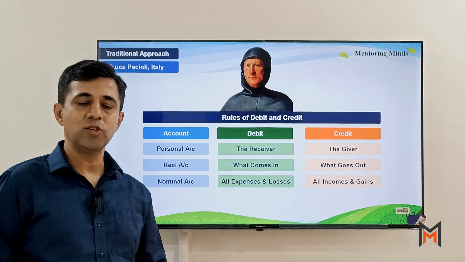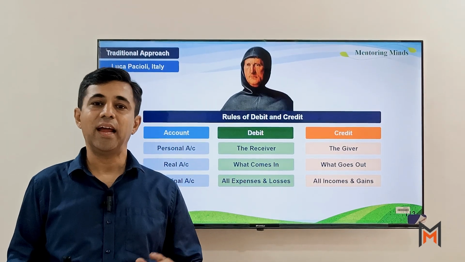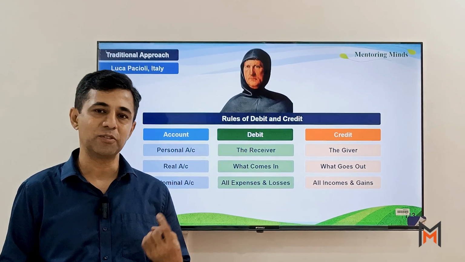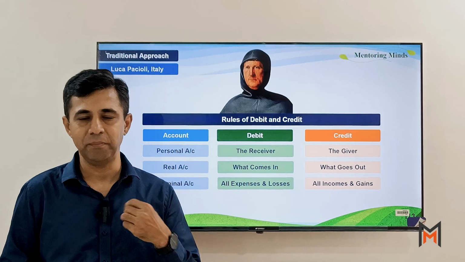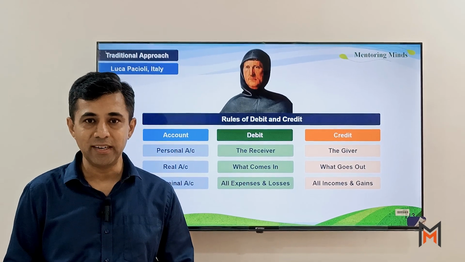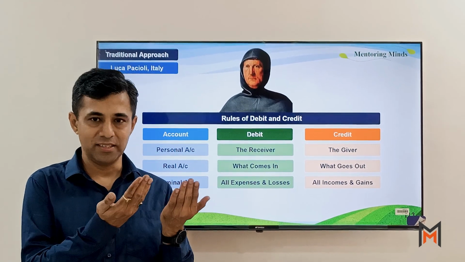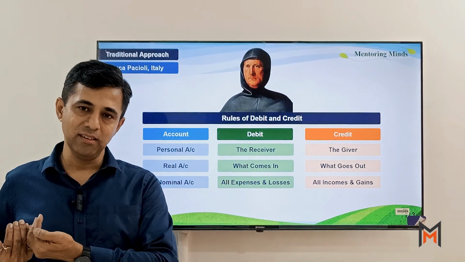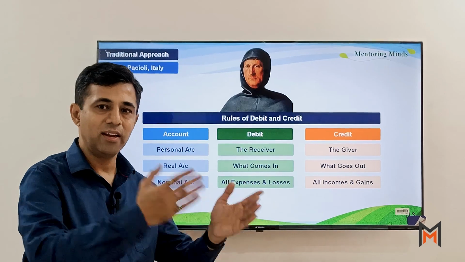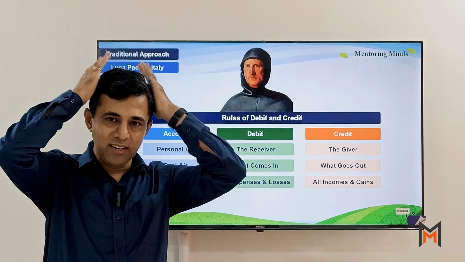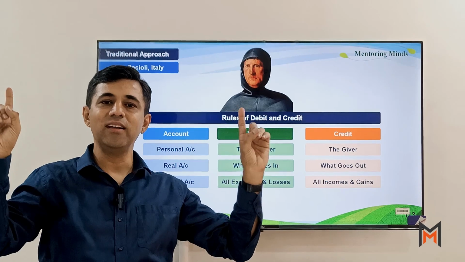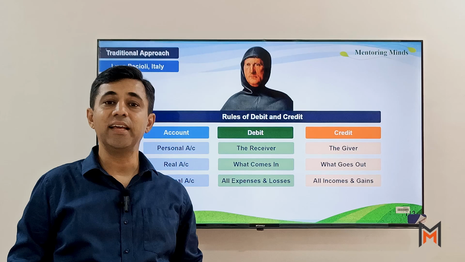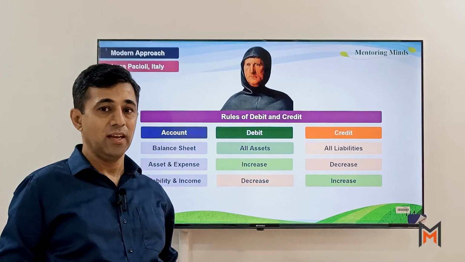So now we have understood the basics of debit and credit. We are aware accounts are broadly classified into three categories, that is personal, real and nominal. We are also aware of the rules of debit and credit. Debit the receiver, credit the giver. Debit what comes in, credit what goes out. Debit all expenses and losses and credit all incomes and gains. These are the rules of debit and credit as per traditional approach.